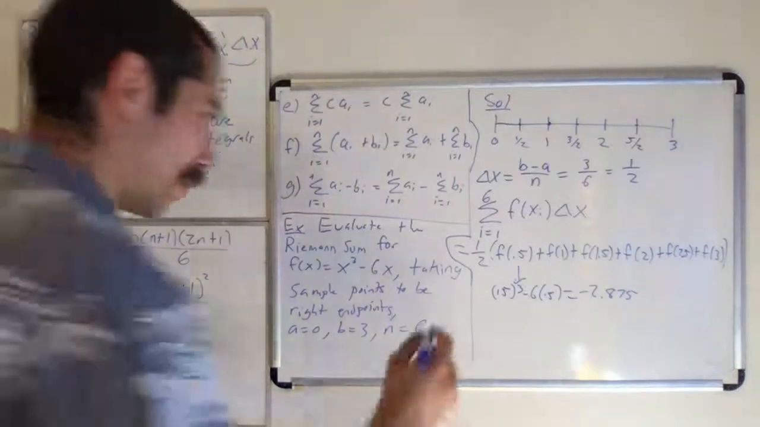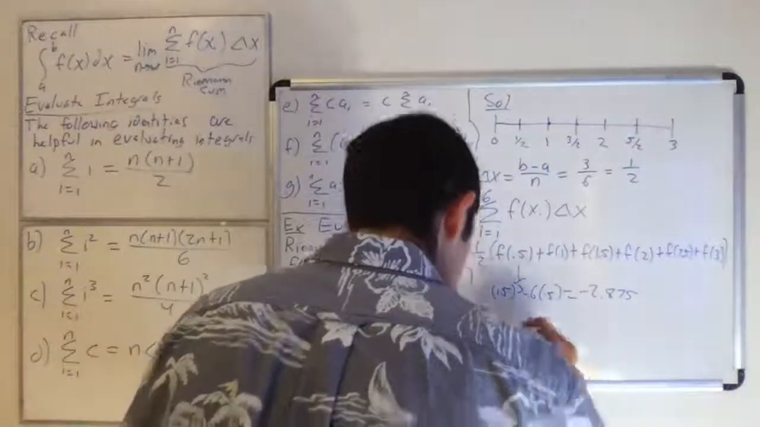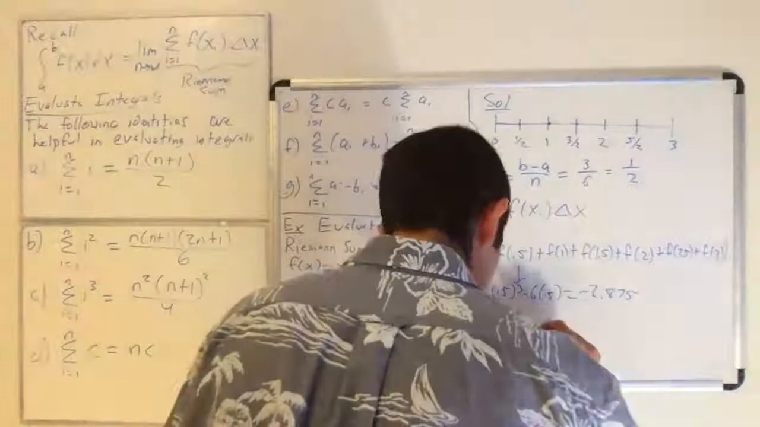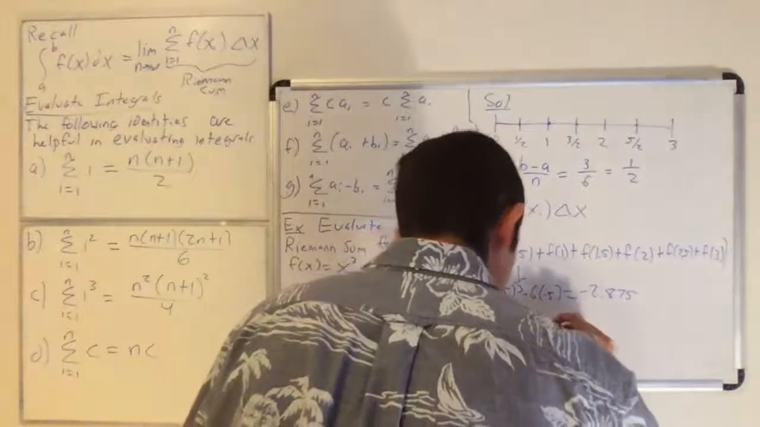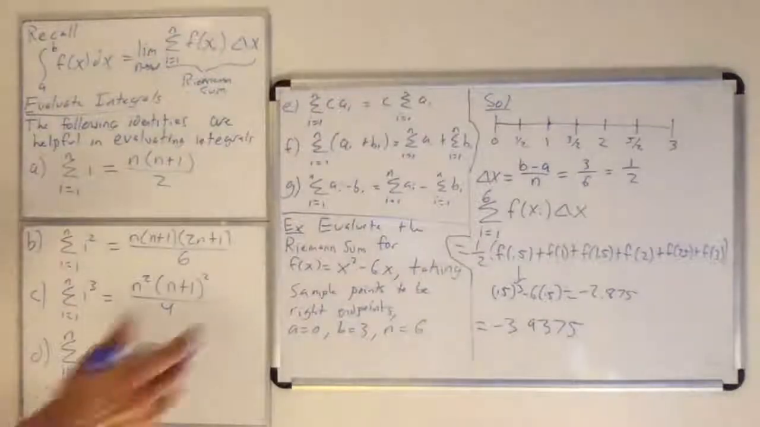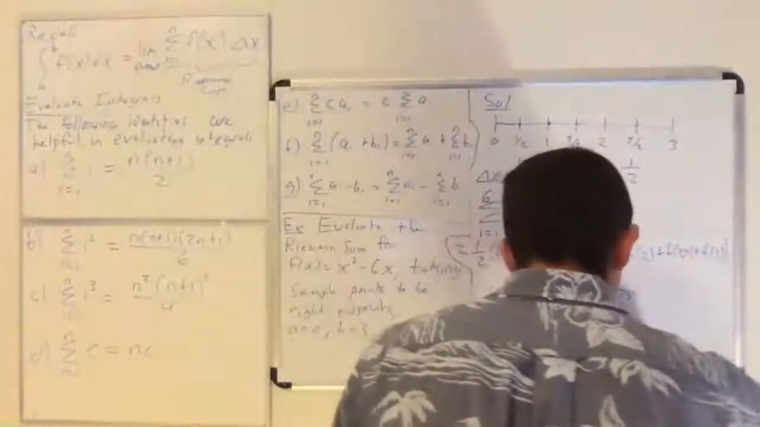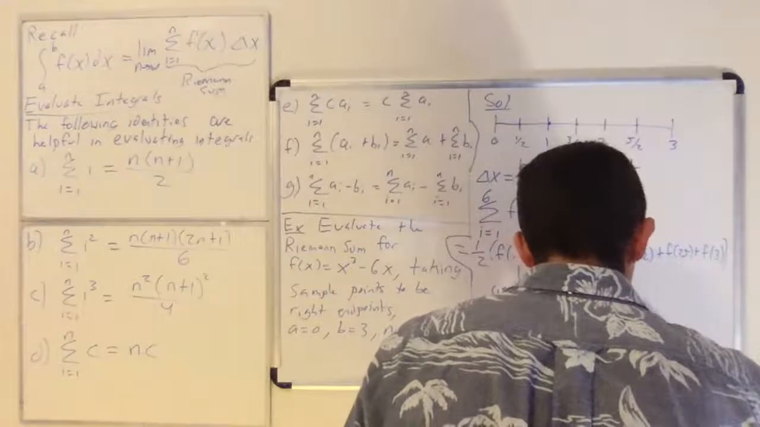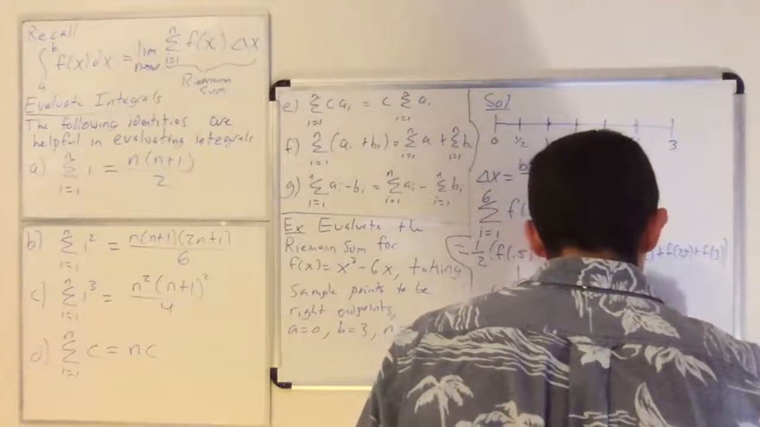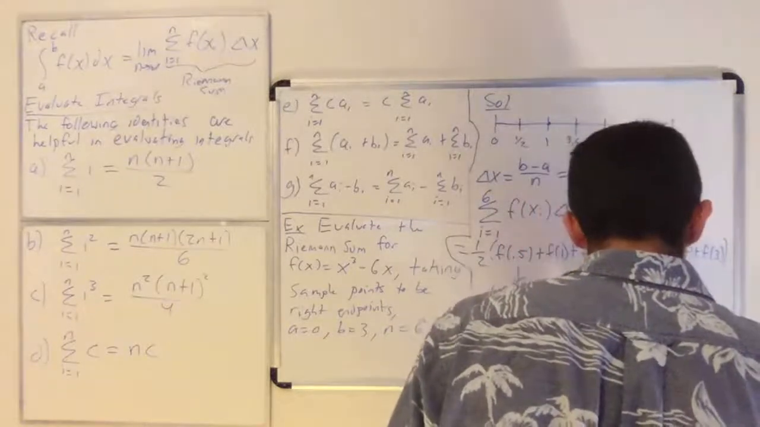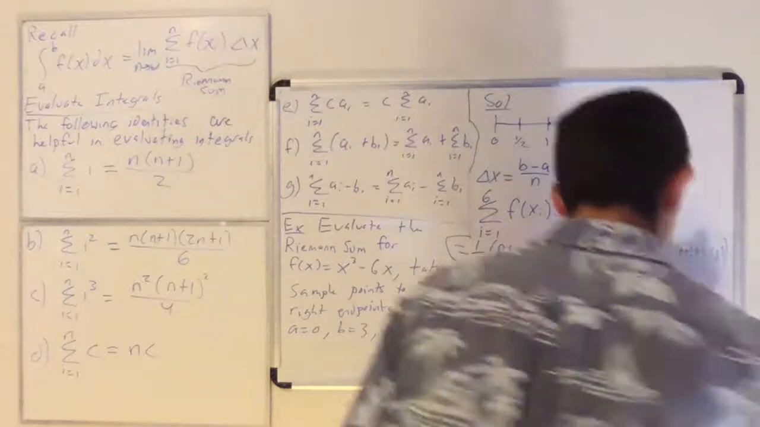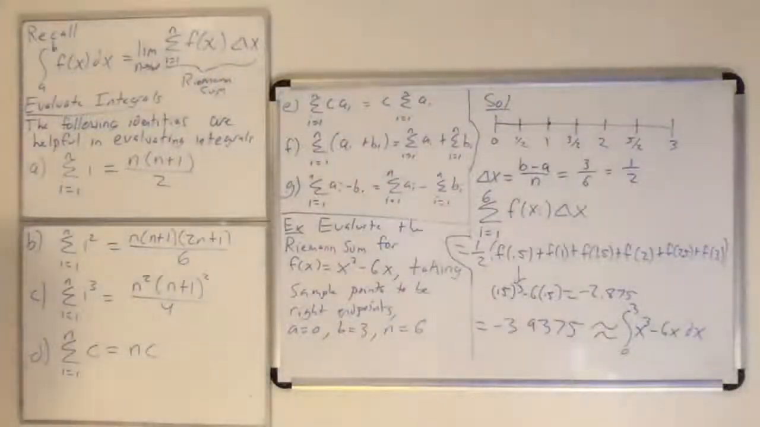And it works out to be negative 3.9375. Okay, and so what is this? This is an approximation for the integral from 0 to 3 of x to the third minus 6x dx.